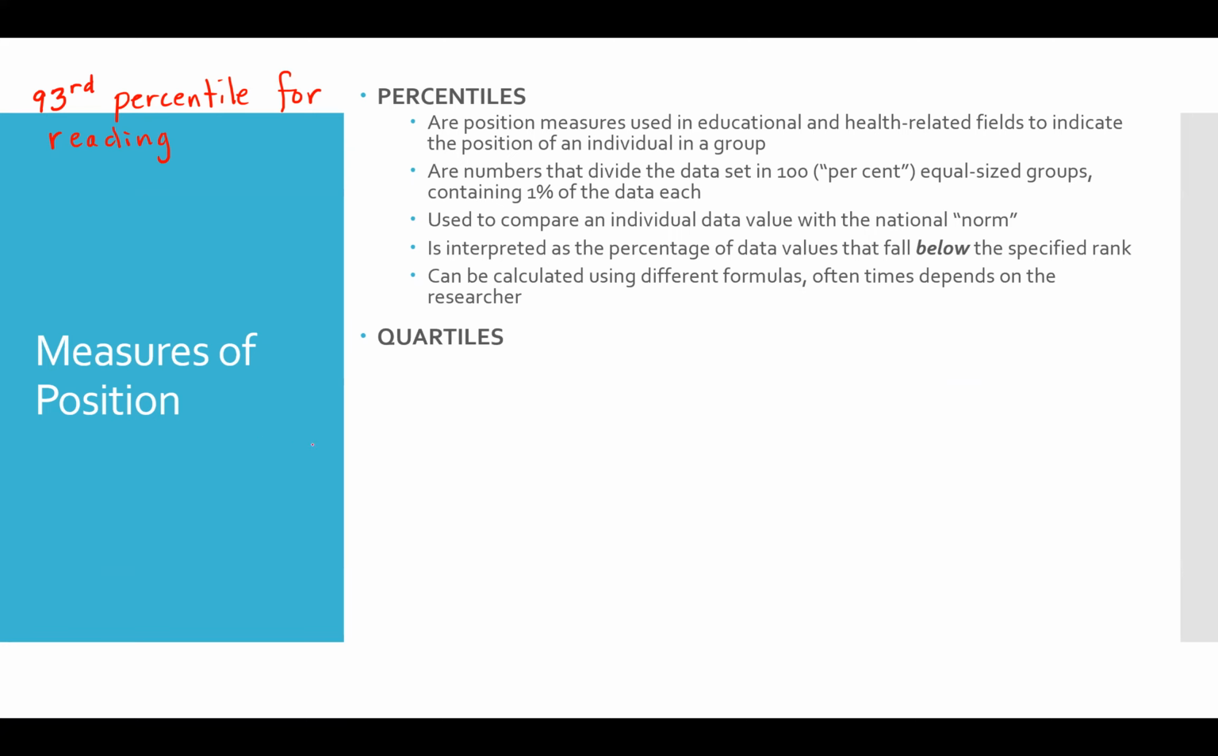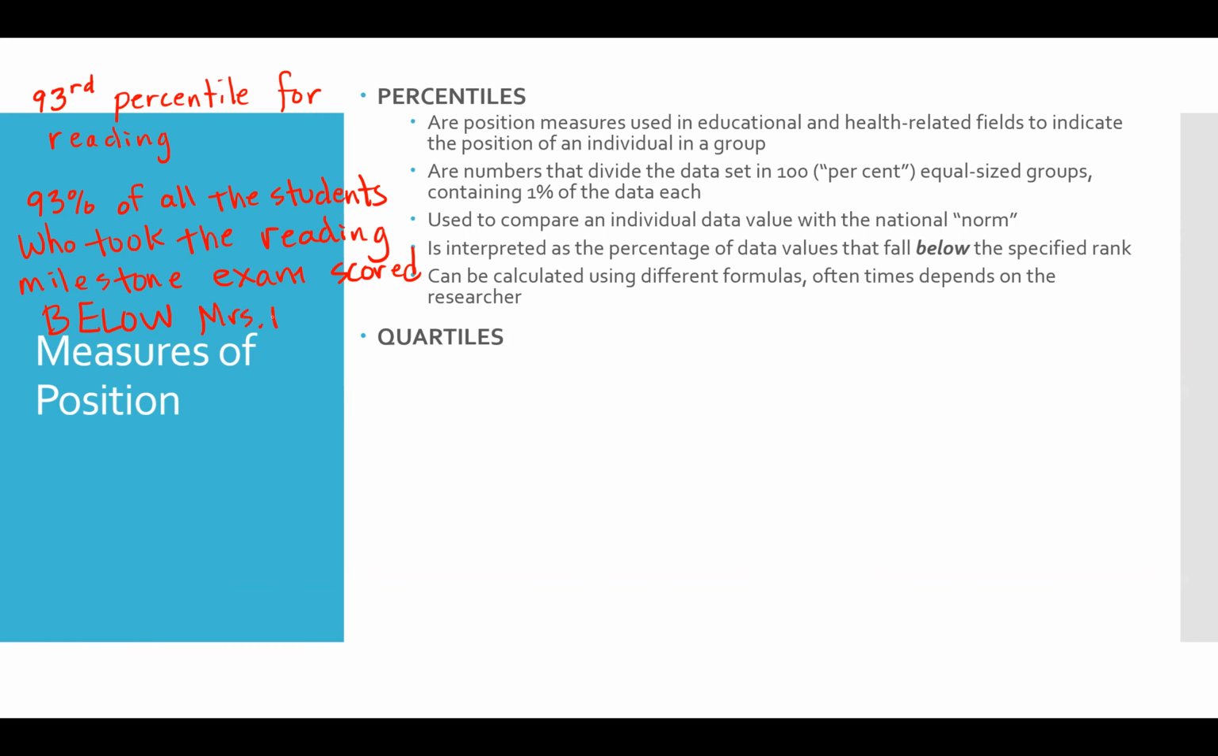So a 93rd percentile means that 93% of all the students who took the reading Milestone exam scored below Miss Ralston's daughter.